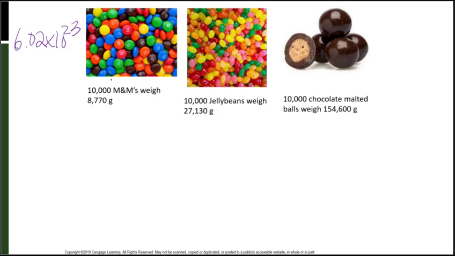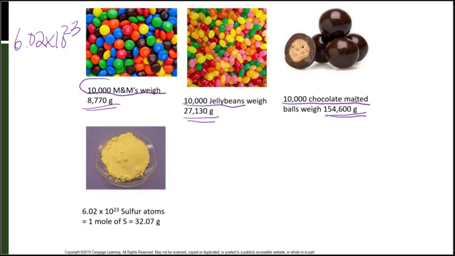Think of it this way. What if I had 10,000 M&Ms, 10,000 jelly beans, 10,000 chocolate malted balls? Well, 10,000 M&Ms only weighs 8,770 grams. 10,000 jelly beans only weighs just over 27,000 grams. And wow, 10,000 chocolate malted balls weighs 154,000 grams.